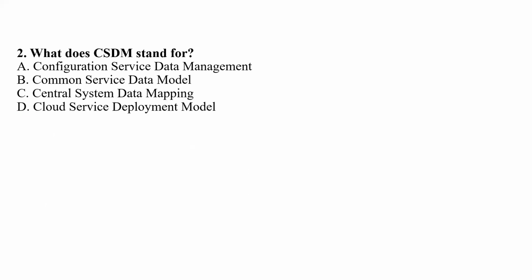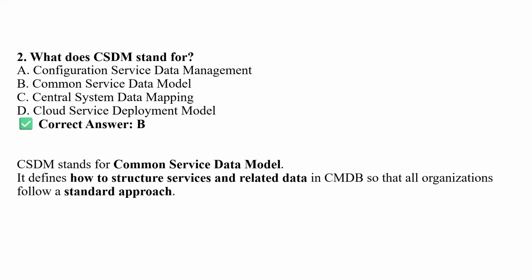Next question. What does CSDM stand for? Option A, configuration service data management. Option B, common service data model. Option C, central system data mapping. Option D, cloud service deployment model. The correct answer is common service data model. So CSDM stands for common service data model. It defines how service data should be structured and connected, so all organizations follow a standard approach.